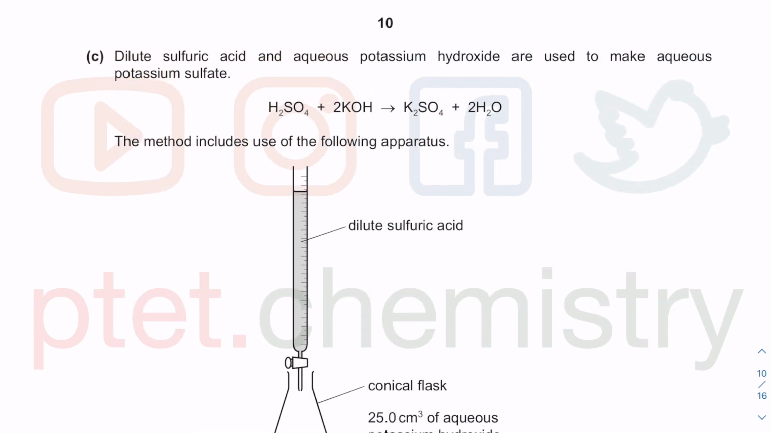Part C, we have this titration setup. This is an acid, sulfuric acid. This is a base or an alkali because it's a soluble base. And of course, potassium sulfate is a salt and water. This is your classic neutralization reaction.